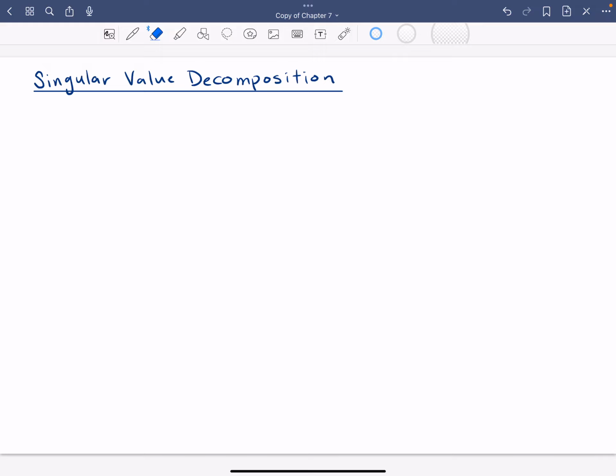All right, so we're going to continue our discussion of the singular value decomposition. And because I had to rush at the end of class last time, I'm going to go back over what the main components of the singular value decomposition are as a review.